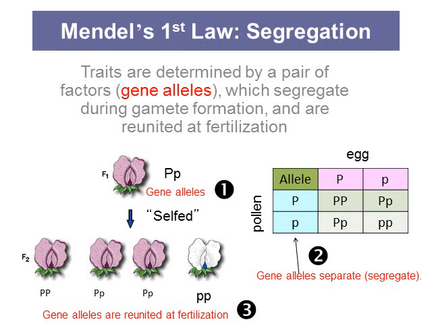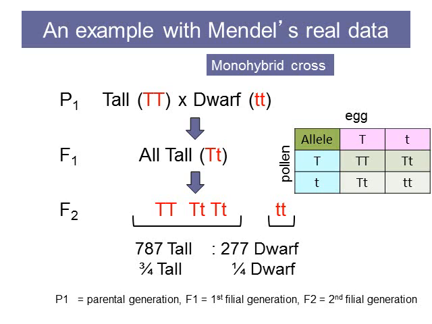Okay. Here's an example with Mendel's real data. Take a tall plant, homozygous dominant, and a dwarf plant, homozygous recessive. You cross them together, you get all tall. You cross those again together, and you get 3/4 tall and 1/4 dwarf, a 3-to-1 ratio. And this is shown again by the Punnett square. You see 25% of the time you get this, 50% of the time you get this, and then 75% of the time you get a tall plant, and then 25% of the time you get a dwarf plant.